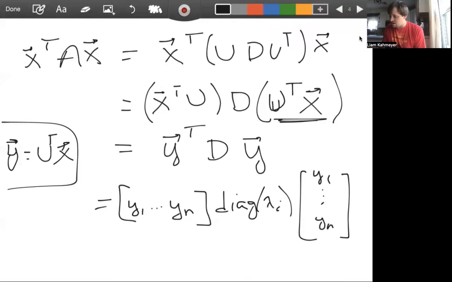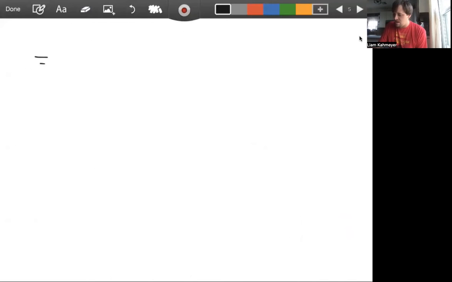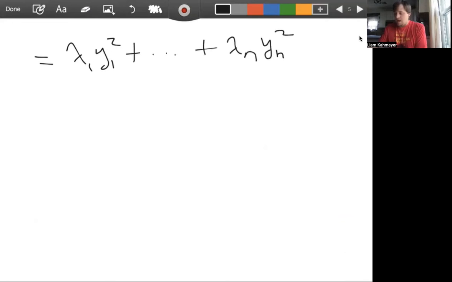If you take the product, you would take this product first because you always work right to left. So this would be y1 through yn times the column vector lambda 1 y1 through lambda n yn. We take the next product, and you can see what we'll get is lambda 1 y1 squared plus ... plus lambda n yn squared. Okay, so why did we do this?